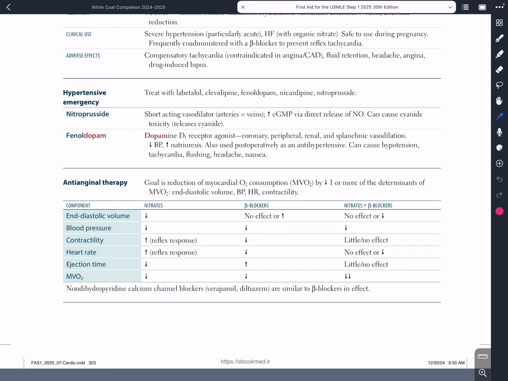Non-dihydropyridine calcium channel blockers are verapamil and diltiazem, and they act in a similar way as beta blockers in effect. The only difference you need to remember specifically is that myocardial oxygen demand decreases with nitrates and beta blockers both, and end diastolic volume decreases with nitrates but has no effect with beta blockers. Heart rate and contractility are the same, so they both increase with nitrates and decrease with beta blockers.